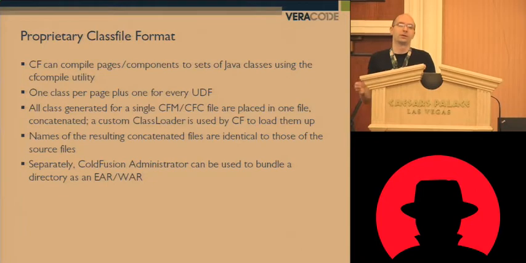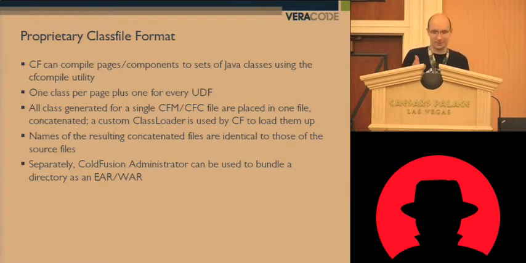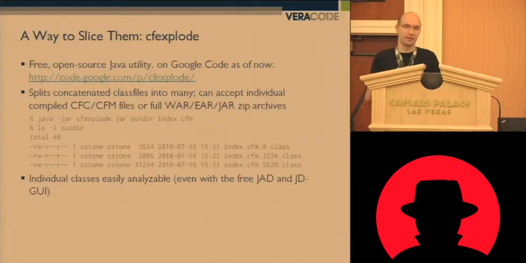If you have more than one class that gets generated for a given file, it doesn't generate multiple files. It generates one. It concatenates all the Java classes related to a given source file into one file, and the file name is identical to the source file. I suppose it made sense to somebody, but that's not necessarily easily analyzed. You kind of have to separate them. And also, you can take those files and then bundle them up as an EAR or WAR file and shove them into your application server of choice.